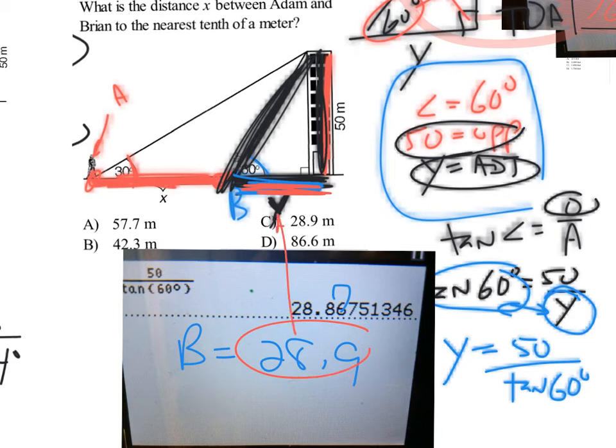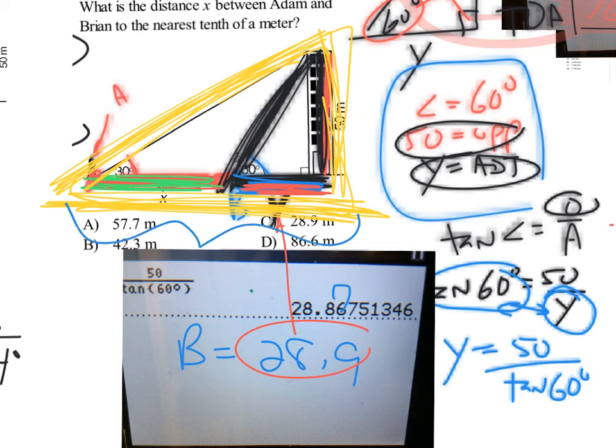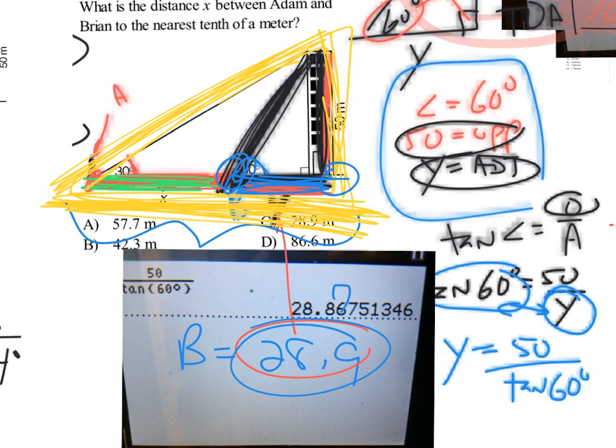That's not what the question was asking. The question was asking how far is Adam from Brian. Now what I'm going to do is I'm going to use trigonometry on the big triangle. I'm going to figure out what the distance from Adam to the building is. I know Brian to the building is 28.9. Now I'm going to try to figure out Adam's distance to the building.